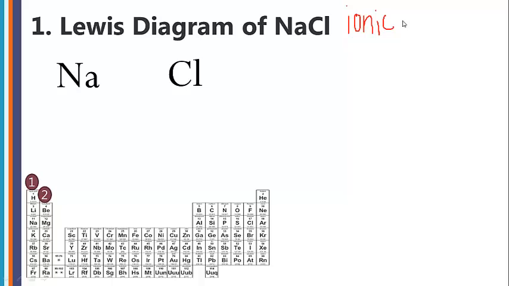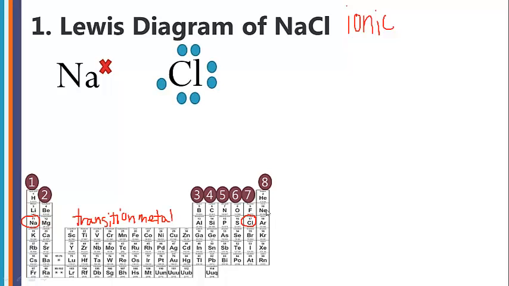So on the table of elements, everything in the first column has 1 valence electron, everything in the second column has 2, and then 3, 4, 5, 6, 7, and 8, and so on. In the middle, we have our transition metals, so we don't know how many valence electrons they have. So we find that sodium is in the first column, which means that it has 1 valence electron. And we find that chlorine is in the 17th column, which means that it has 7 valence electrons.